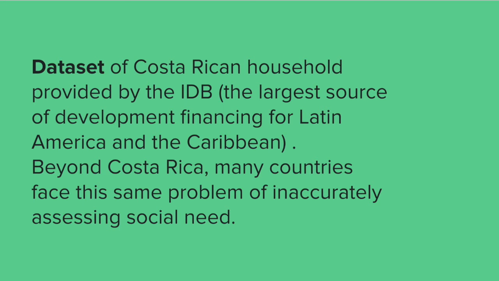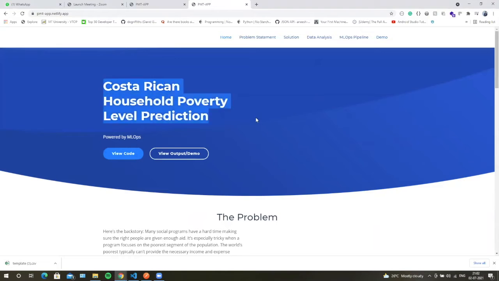To achieve this, we use the dataset of Costa Rican households provided by the IDB, one of the largest sources of development financing for Latin America and the Caribbean. Also, we felt that beyond Costa Rica, many countries face this same problem of inaccurately assessing social need. So, we thought our project can be really helpful. Allow me to give you a quick demo.